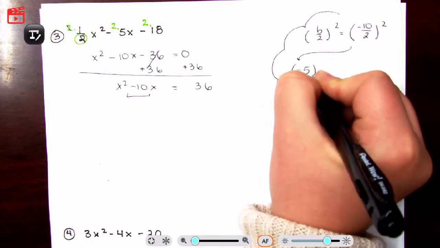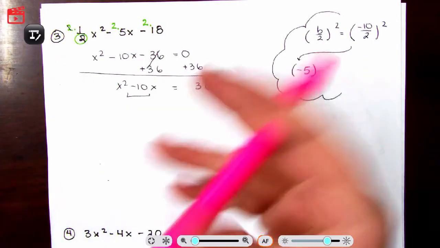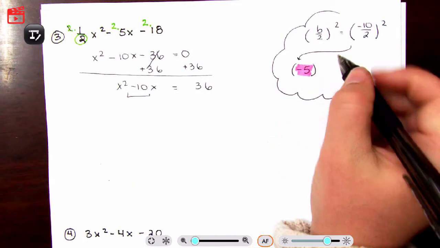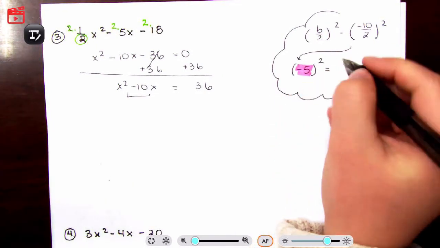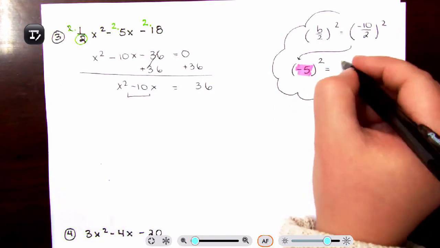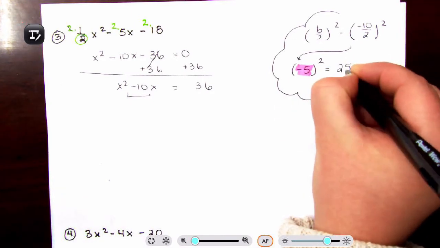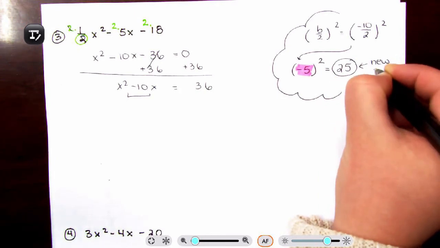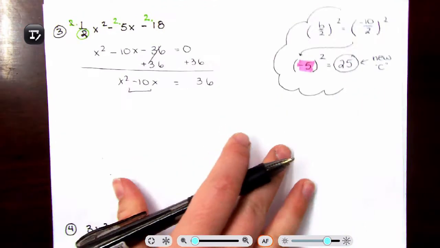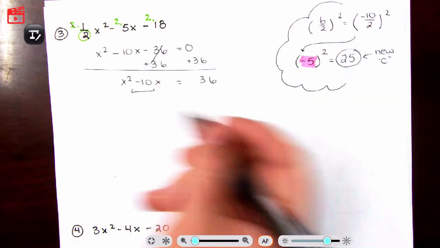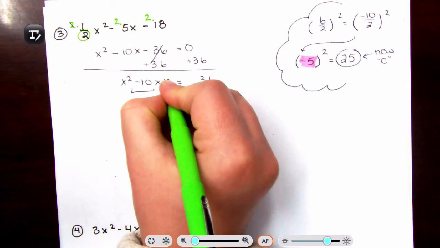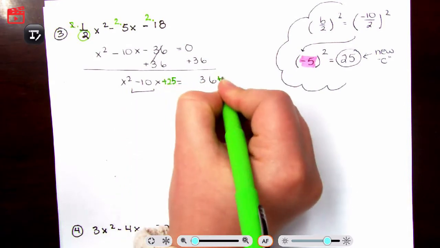Remember, this negative 5 is super important before you square it, as this is your factor. We do, however, need to square it for our new c value. Negative 5 times negative 5 is a positive 25. This here is our new c, new constant. Taking that 25, I'm going to add it to both sides. I'm going to change colors here. Add it to both sides, so 25 here plus a 25 here.